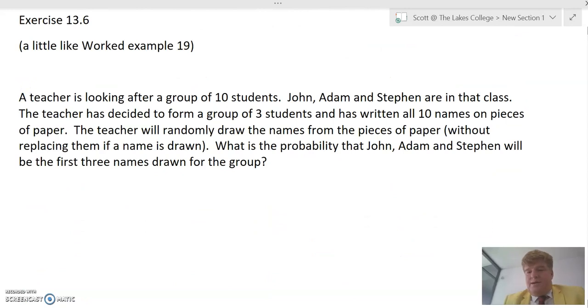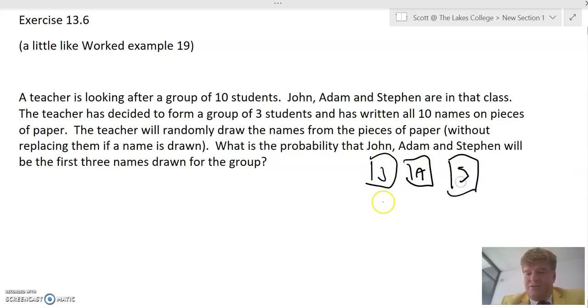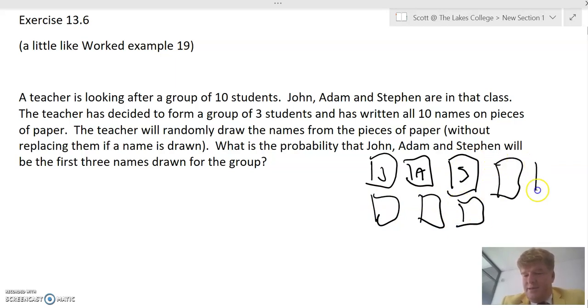Now we've got John, Adam and Stephen in a class. And the teacher's going to form a group of 3 students. It's a class of 10. And there are 10 pieces of paper with different names on it. So let's see, we've got John, Adam, we've got Stephen. We've also got, these are messy pieces of paper, 10 pieces of paper with other people's names on as well. What's the probability that John, Adam and Stephen will be the first 3 names for the group?